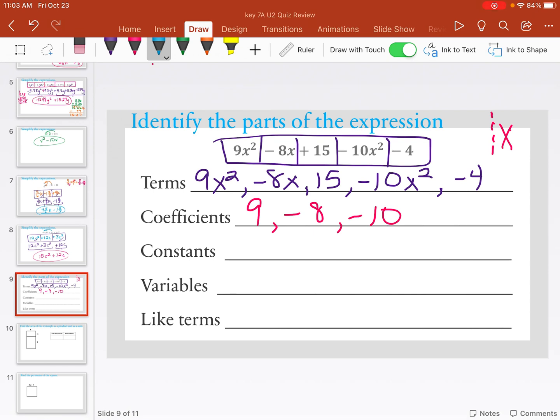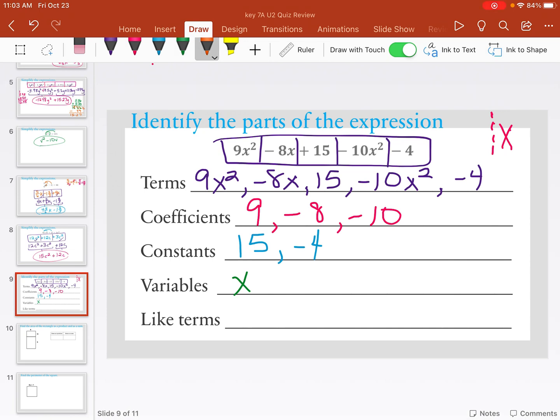My constants, remember those are my numbers that are constantly alone. They don't have a variable, so just your plain old 15 and your plain old negative 4. Variables, remember, are the letters. So I have an x. It's just the x. It's not x squared because the squared is called an exponent. The x part is called the variable. And that's it. I don't even have to list it. I see one 3 times, but it's the only letter in there, so I only have to list it once.